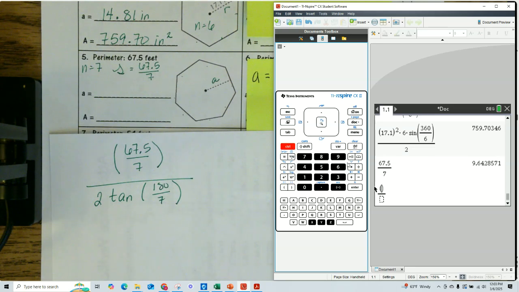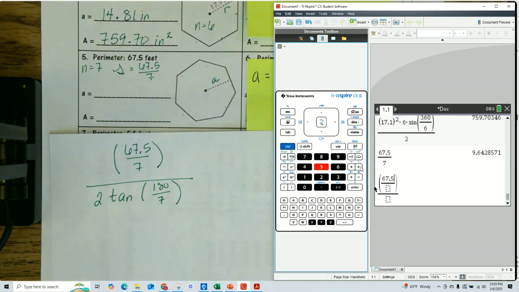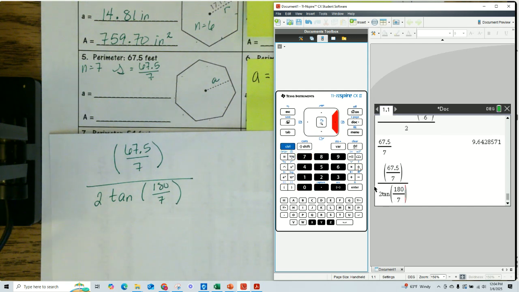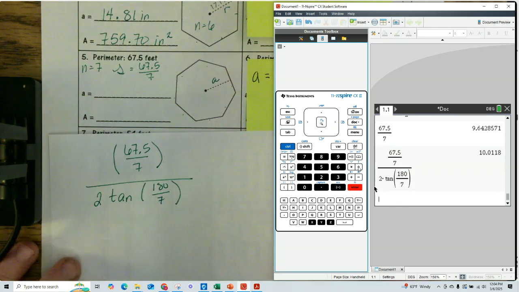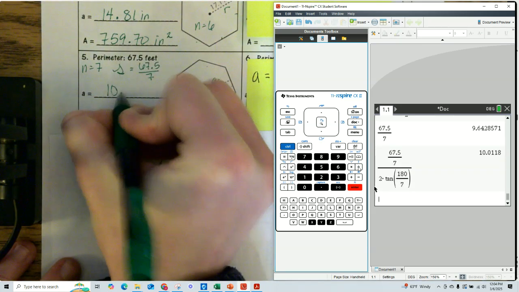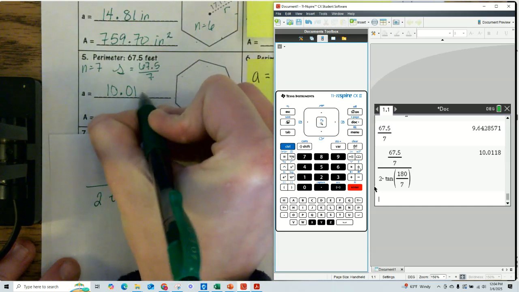So on the top, I'm just going to enter another fraction. Nothing keeps you from doing that. Completely okay to do. And then 2 times tangent, and then here on the bottom, I'm going to put another fraction in. Completely okay. And we get 10.01, and then this is going to be feet.